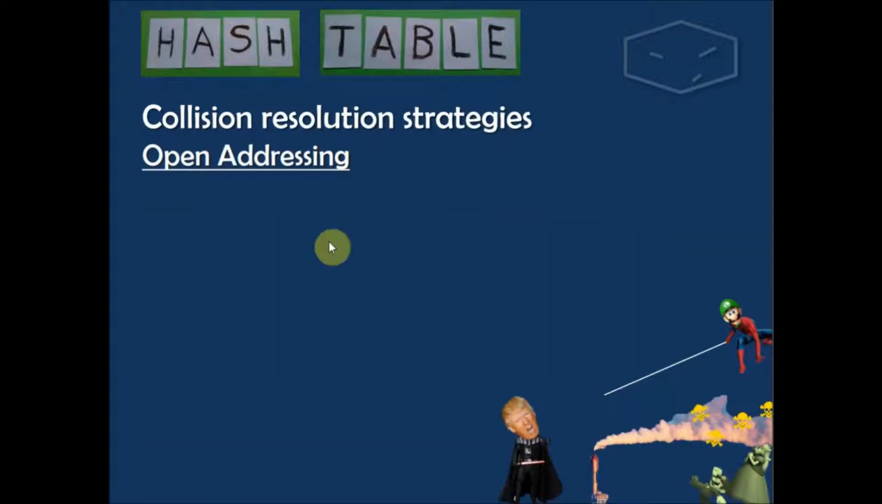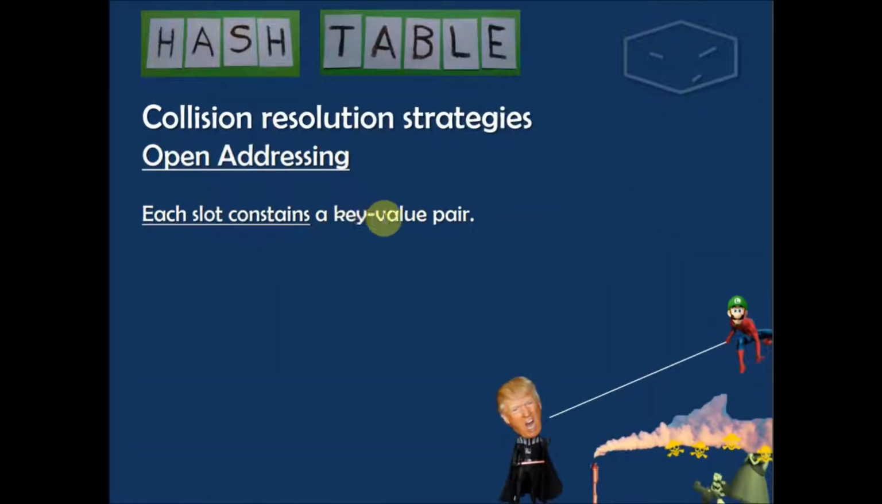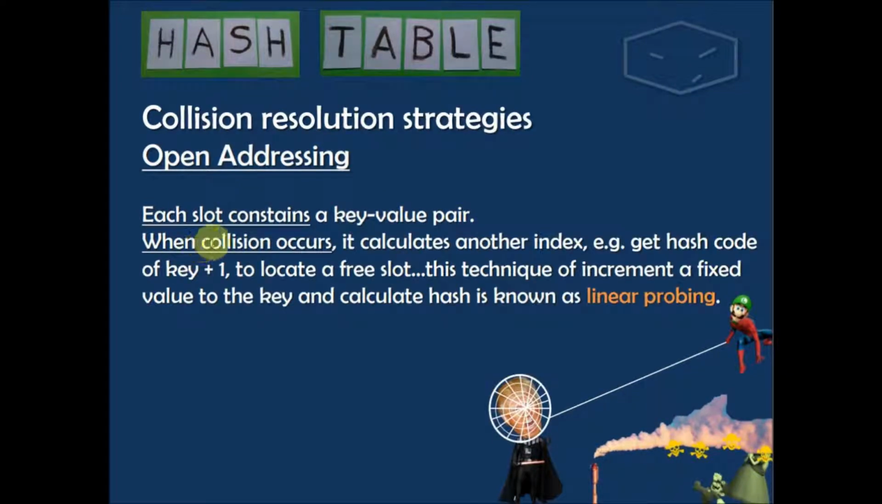What about open addressing? Well, each slot contains a key value pair, but when we have collisions, we have to calculate another index. For example, we get the key, we add 1, and then we get a new hash code. If the new location is free, we insert the element. If not, we have to get the key again, add 2, and generate a new hash code, and then do the verification again until we find a free slot, okay? This technique is known as linear probing, okay?